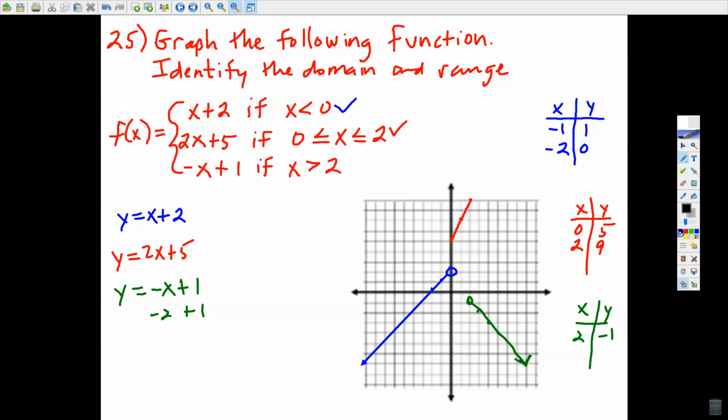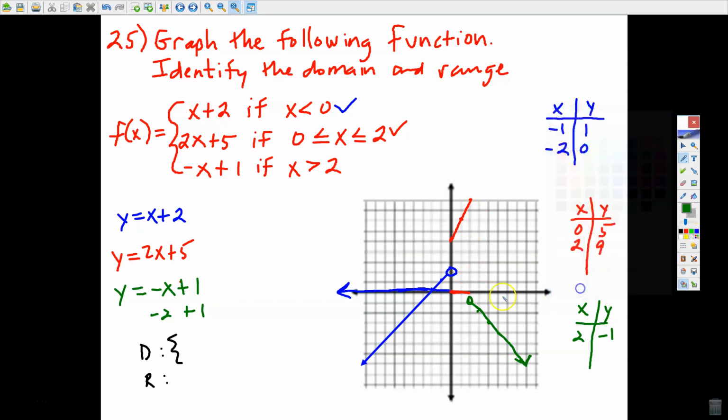All right, and so now we just do domain and range, and we'll be done. So the domain, let's see, the blue starts here at 0 and goes forever left. So blue is taking that much of the x-axis. The red is going to pick up there and go this far. And then the green picks up there and goes forever in the right direction. So if you put blue, red, and green all together, you have all real numbers.